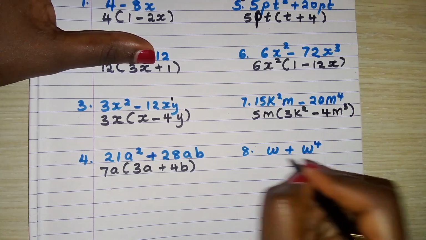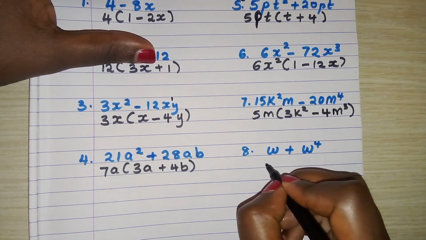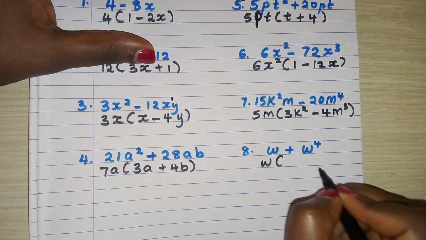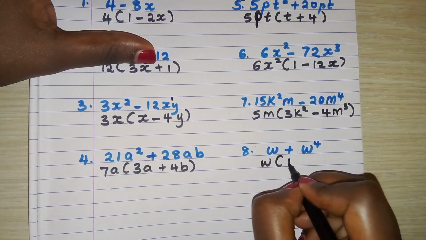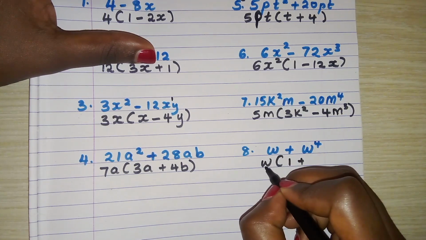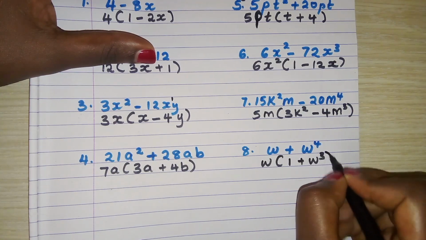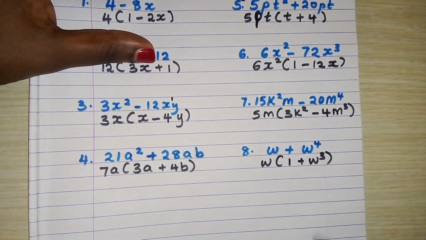Now the next one we have only letters. So the letter with the lowest power is w. Open the bracket. W divided by w, 1. W power 4 divided by w is w power 3. 4 minus 1 is 3.